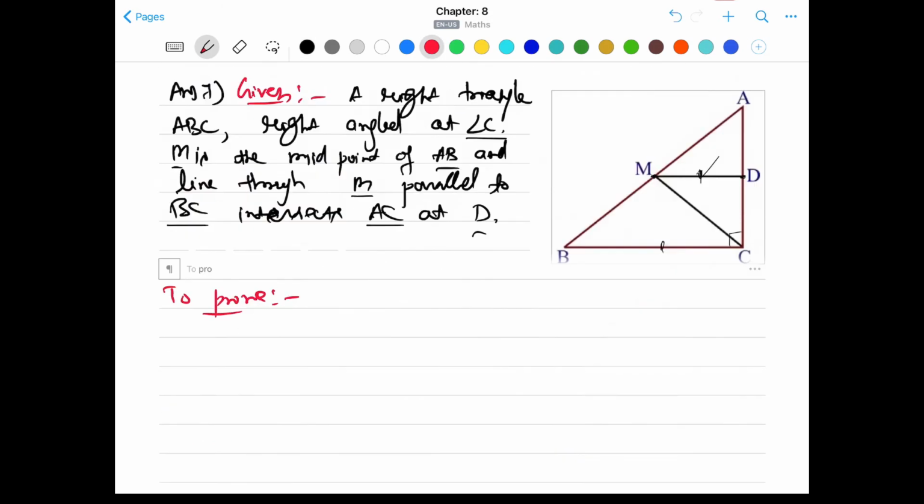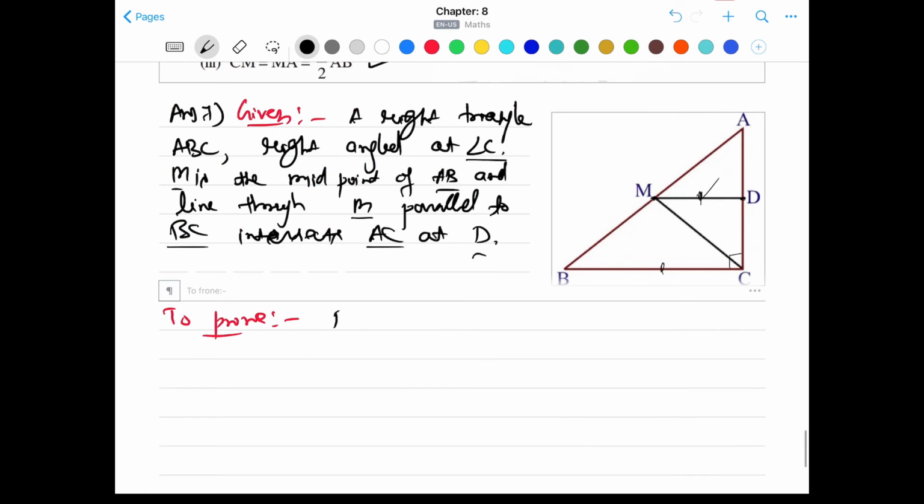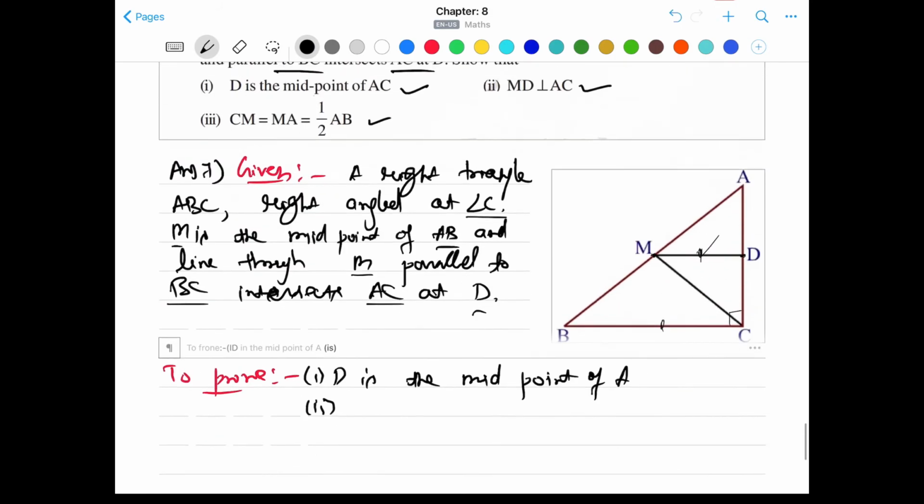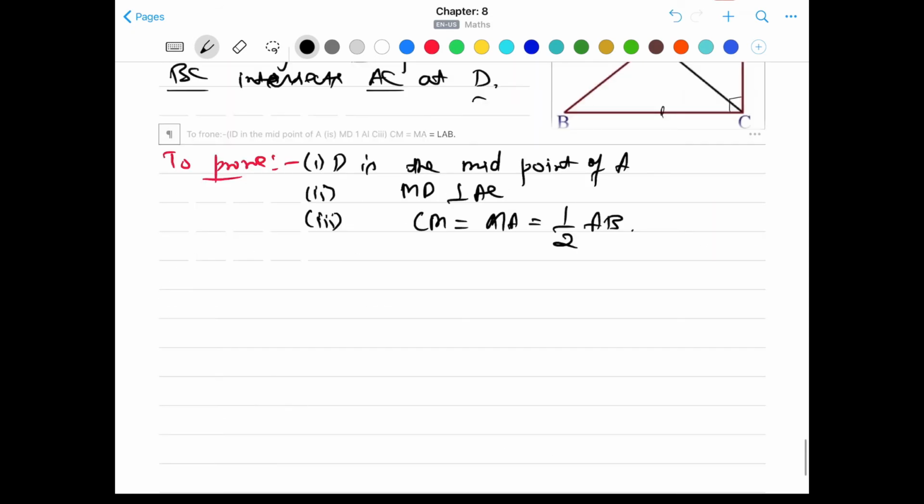The first thing that we have to prove is that D is the midpoint of AC. Second, we have to prove that MD is perpendicular to AC, and the last we have to prove that CM is equal to MA is equal to half of AB. Okay, this is very simple. We prove each one by one. So let's start the proof of part 1.